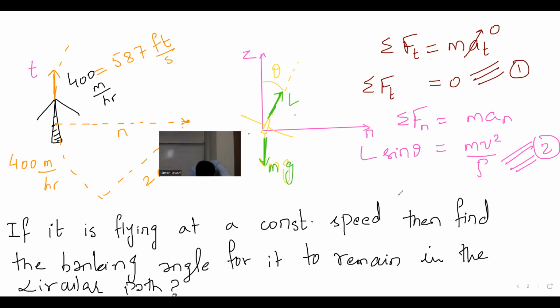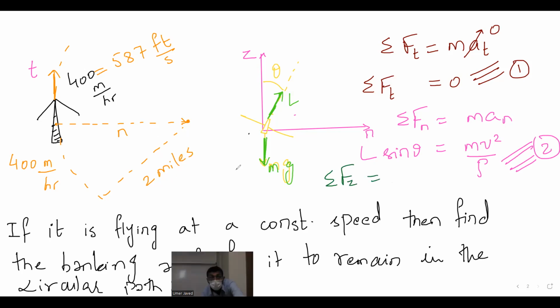And last but not least, equation number 3. I need another equation. Summation of forces in the z direction is equal to m a_z. And I can say that L cosine theta, lift multiplied by cosine theta, minus mg equal to 0, right? a_z is 0. This is my equation.